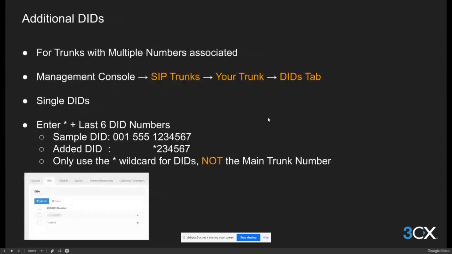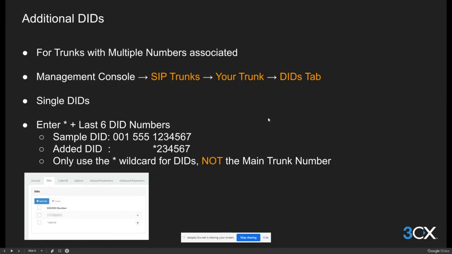For additional DID numbers, when a trunk has multiple numbers associated, if we have more than one DID number, we simply go to the SIP trunk and, in the DID tab, we can add more DID numbers. We can also use a wildcard mask, like a star followed by the last 6 digits of the DID number, and all calls to numbers ending in those digits will come to this particular destination. But for the main trunk number, we always use the complete number. We don't use the wildcard for the main trunk number.